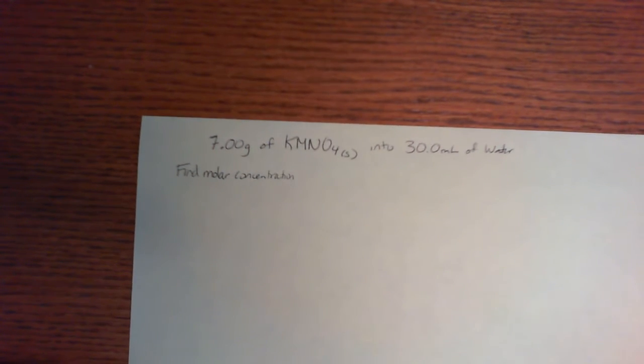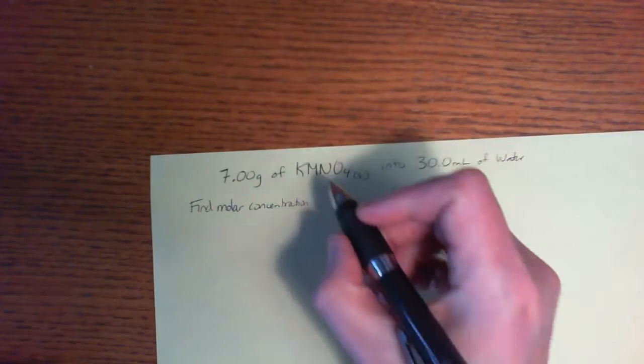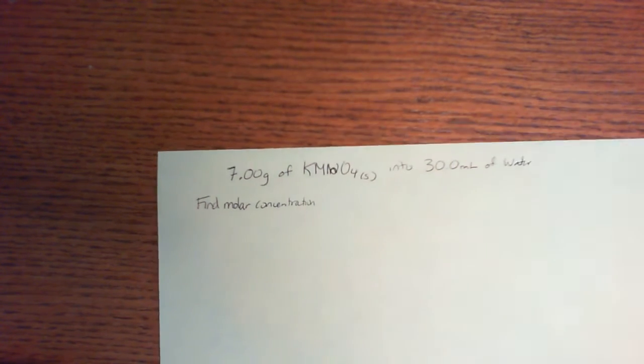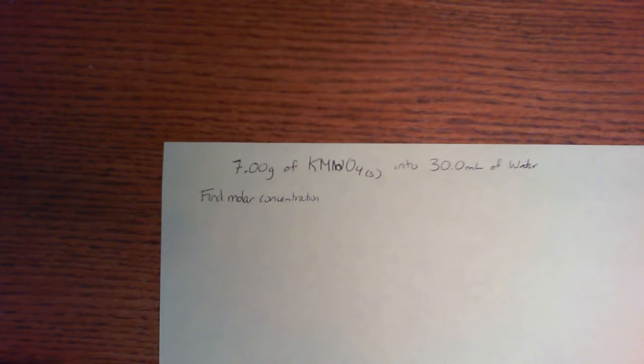Alright, we're going to find the molar concentration for this first question. We have 7 grams of potassium permanganate, KMnO4, into 30 milliliters of water. And we're going to find the molar concentration of this substance.